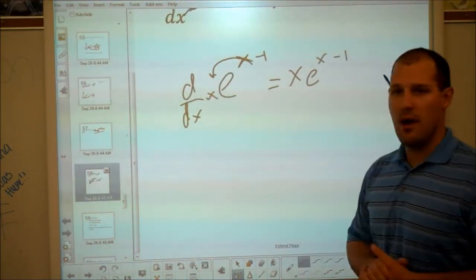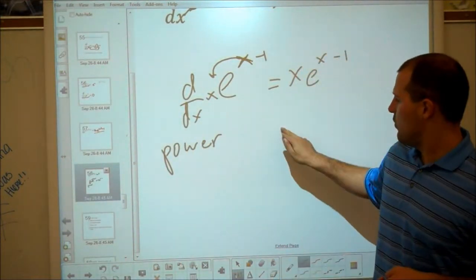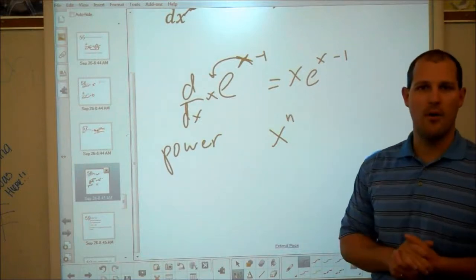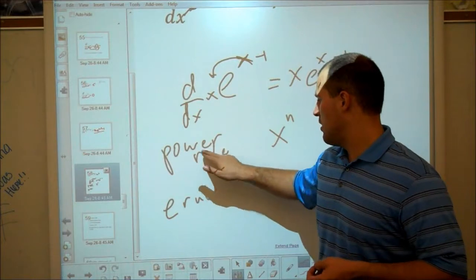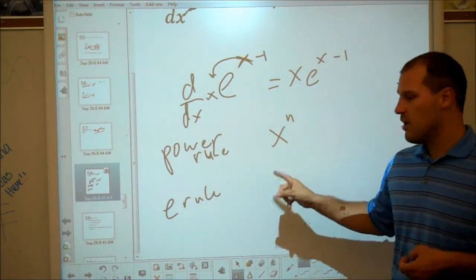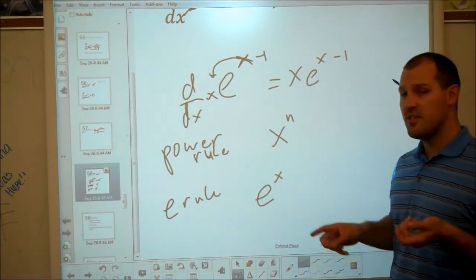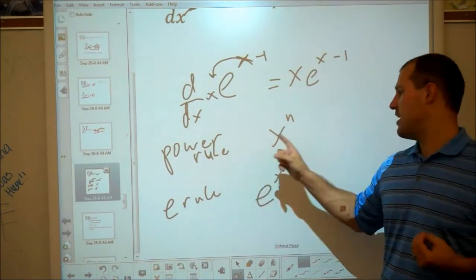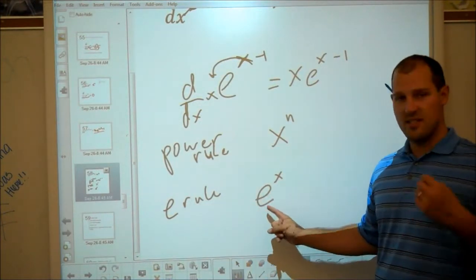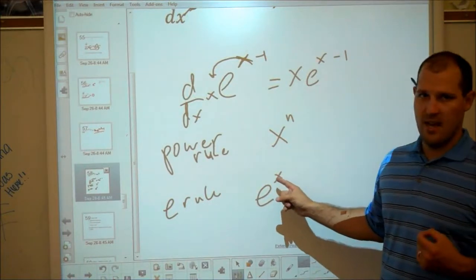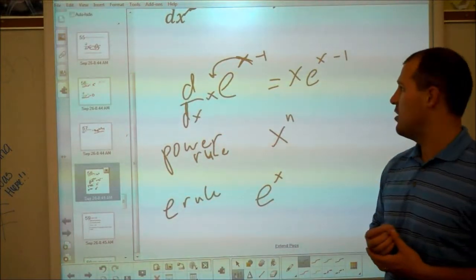You've got to think back to where the power rule comes from. The power rule only applies when you have x raised to some power. The e rule only applies when you have e to some exponent that has x's within it. So I hope you see the difference. The power rule applies when the base is something with an x in it, and the e rule applies when the base is e, but the exponent has x's. So be careful. You've got to make sure you use the right rule at the right time, or you can get into a little bit of trouble.